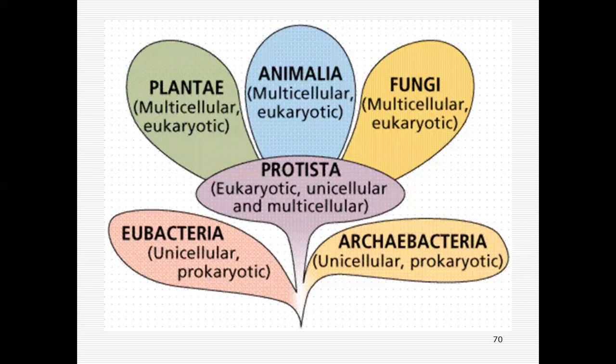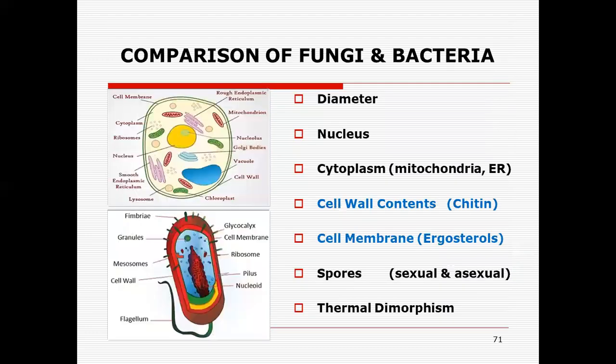And I sincerely believe that all of you are well aware of the difference between eukaryotic and prokaryotic cells. The knowledge that you have gained in the previous lectures of medical microbiology we'll use today to compare the fungal cell with the bacterial cell. And this is very important. We have different parameters for classification or identification. We can compare the fungi and bacteria based on their diameters, the nucleus, the cytoplasmic membranes, mitochondria, cell wall contents, cell membrane contents, spores, and other characteristics, such as thermal dimorphism.